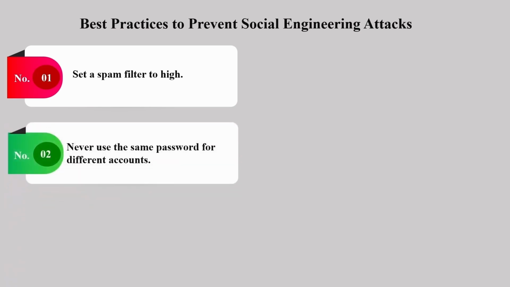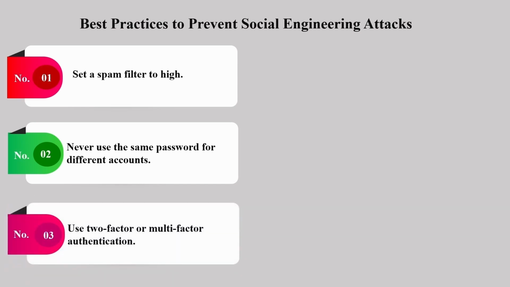Number two is never use the same password for different accounts. If attackers get hold of one account, they will be able to hack your other accounts too. Number three is use two-factor or multi-factor authentication. MFA provides an extra layer of security to your accounts. It can be a security question, a captcha, a fingerprint, or an SMS confirmation code. So enable MFA on all of your social media accounts now.